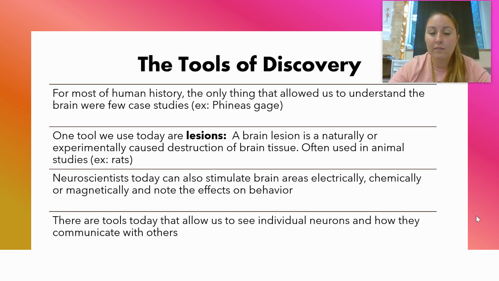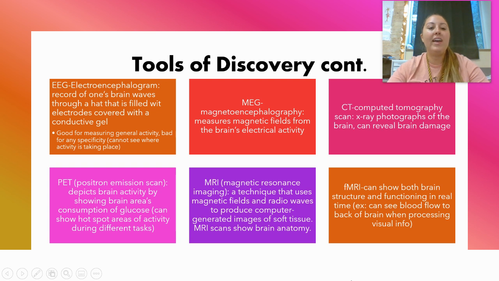Today we have much more advanced technology, so we're going to talk about that in the next slide. We have a bunch of different types of scans. First, we have the EEG. Basically, what this does is it measures the amount of electrical activity in your brain. It cannot tell you where that activity is happening, just the overall brain waves.